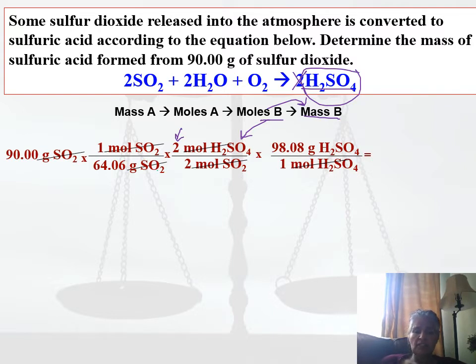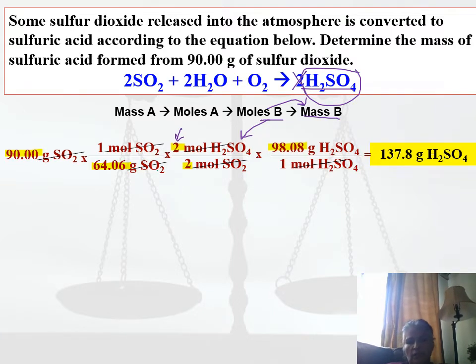If you haven't done the calculation, pause the video, take out your calculator, calculate this all, and get an answer before you see the answer. All right, and what you're putting into your calculator is the 90 grams of sulfur. You're going to divide it by the 64.6 grams of sulfur dioxide, multiply by 2 and divide by 2, but because those cancel out, you could actually skip that step. But if that confuses you, just go ahead and multiply by 2 and divide by 2, and then multiply by 98.08, and you should get 137.8 grams of sulfuric acid.